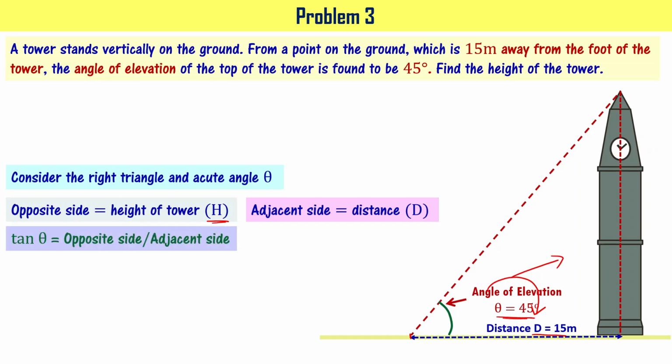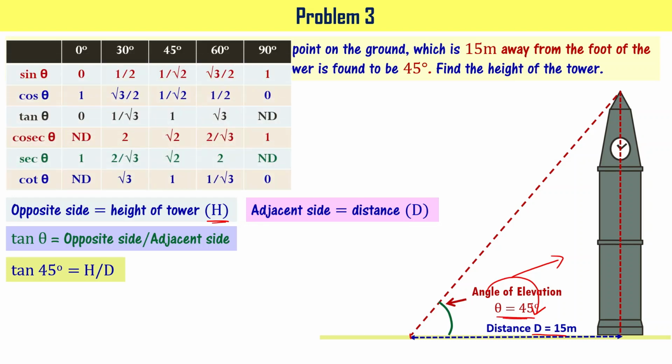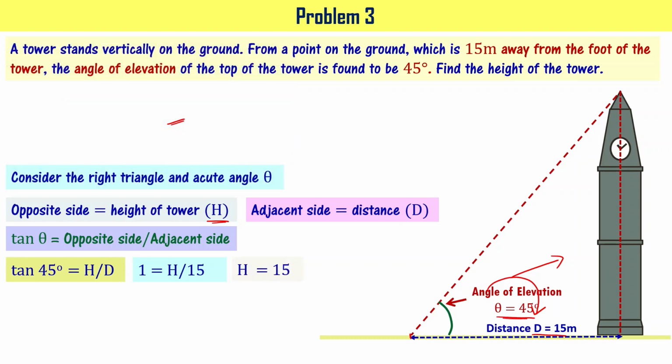We know tan theta equal to opposite side by adjacent side. It means tan 45 degrees equal to h by d. From this table, you see that tan 45 degrees equal to 1, right? When you substitute that and d equal to 15 meters into the previous equation, then you can write it as 1 equal to h by 15. Rearrange it such that you get h equal to 15. So to answer the question, height of the tower is 15 meters, right?